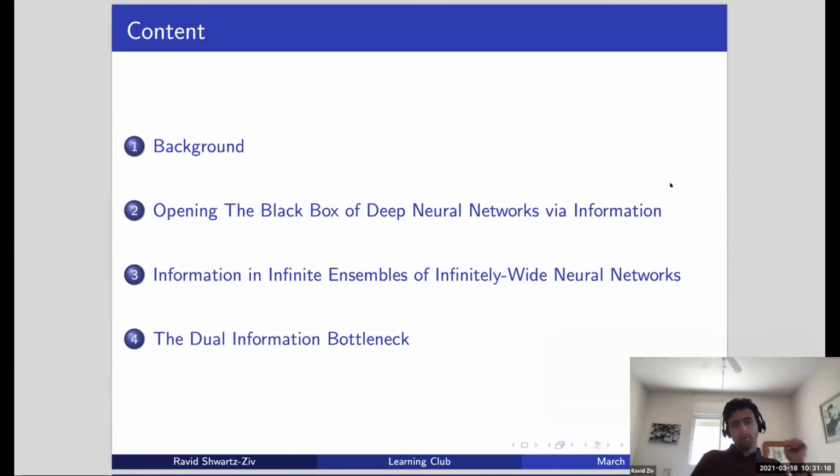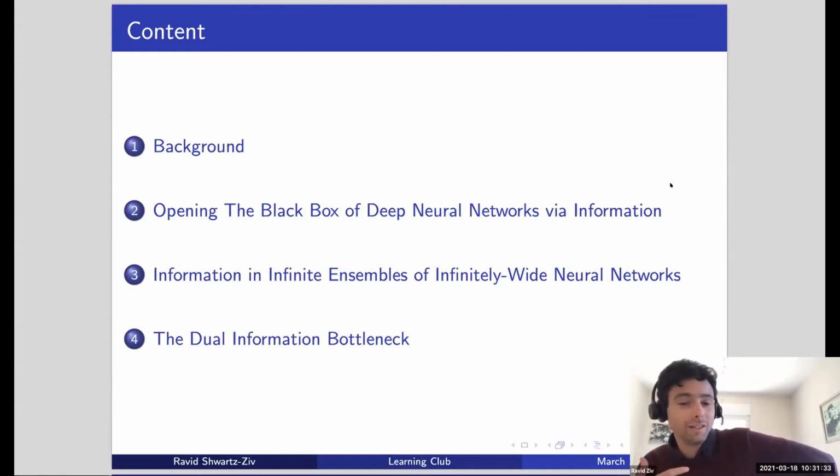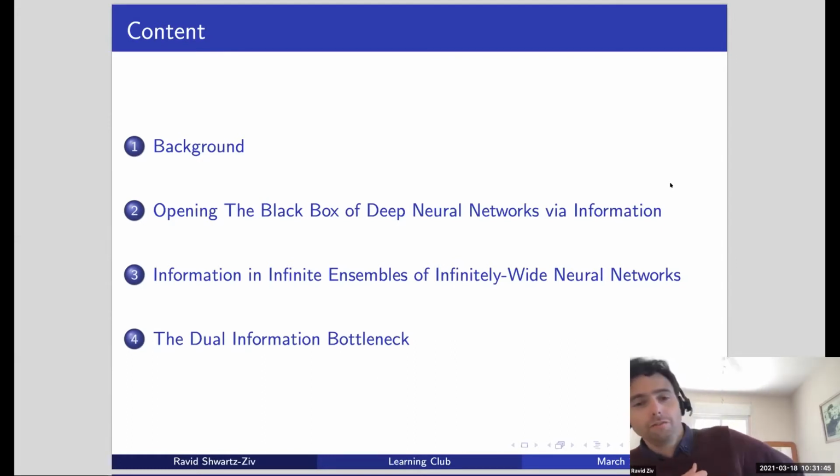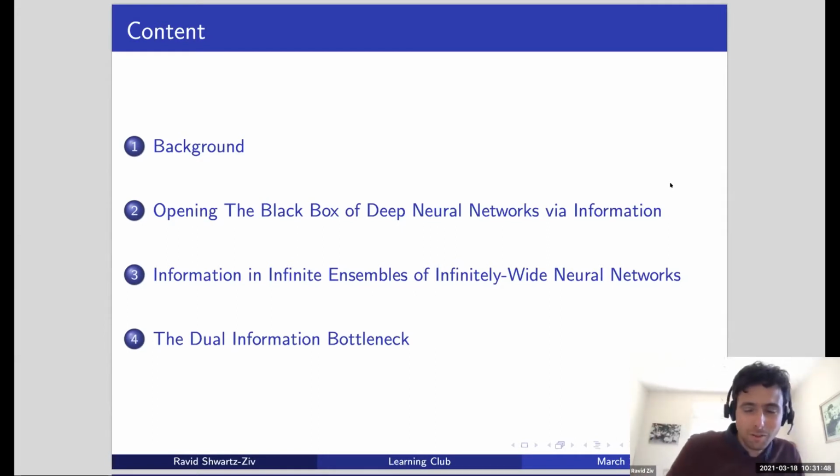First of all, I will give some background. Then I will talk about information in deep neural networks and how we can look at information in deep neural networks. Then I'm going to talk about information in infinitely wide neural networks. And then if we have time, I'm going to talk about the dual information bottleneck. This is the information theoretical framework. Okay, so let's start. And if you have any questions, just ask.